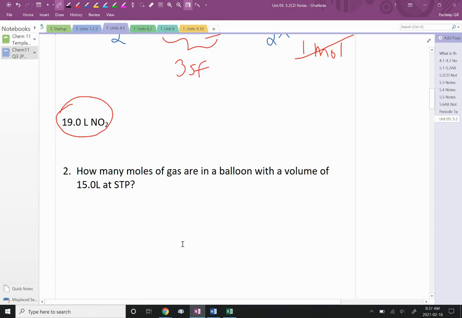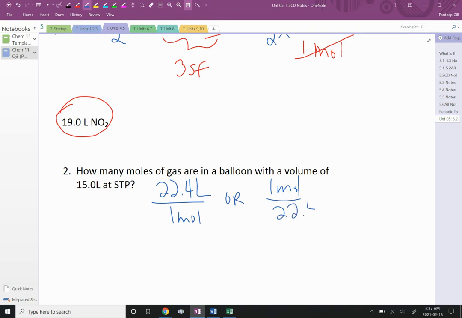How many moles of gas are in a balloon with a volume of 15.0 liters at STP? So once again, we know there's this hidden conversion factor, 22.4 liters per 1 mole, or the 1 mole over 22.4 liters. So anytime you see the word gas and STP, right away you can start thinking of this conversion factor. Okay, so let's go ahead and set it up. We're trying to figure out the number of moles of this unknown gas. We don't know which one it is, so we'll just write down gas. And we are starting off with 15.0 liters.